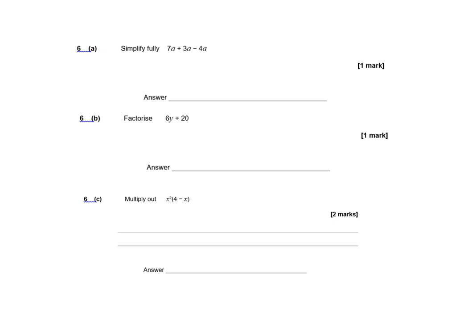Simplification, so 7a plus another 3a would be 10a, take away 4a, and I end up with 6a overall.